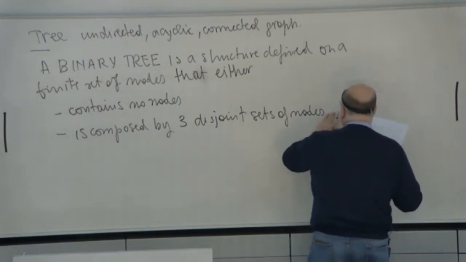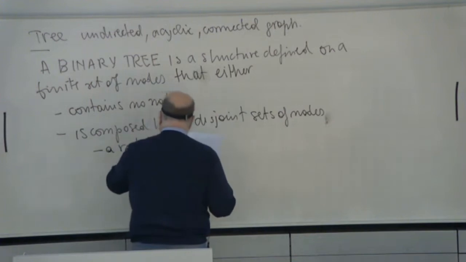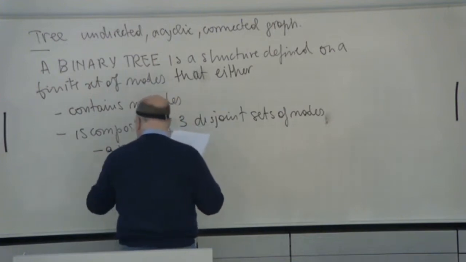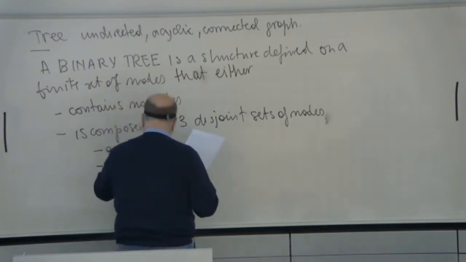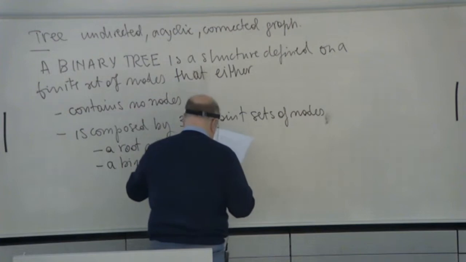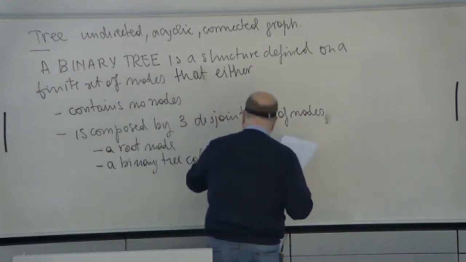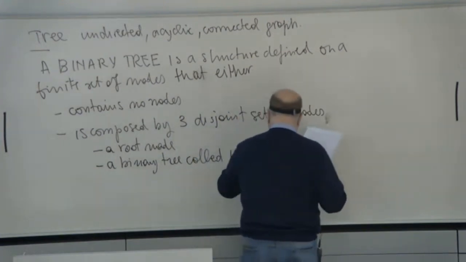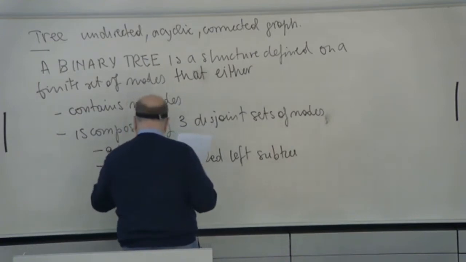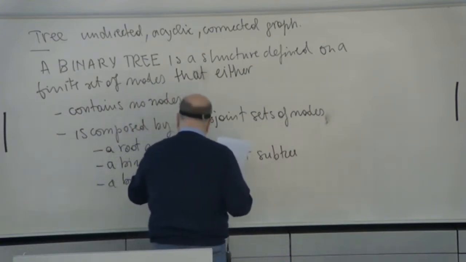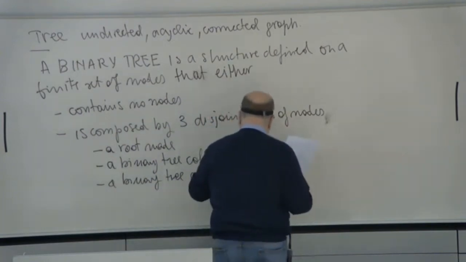which we call the root node, a binary tree called the left subtree, and another binary tree called the right subtree.